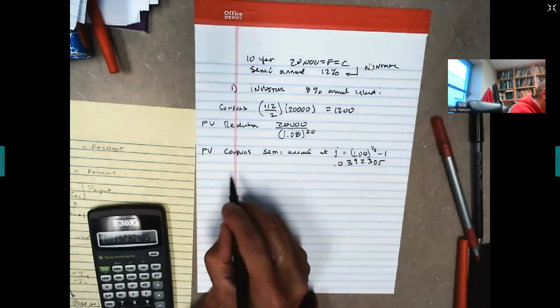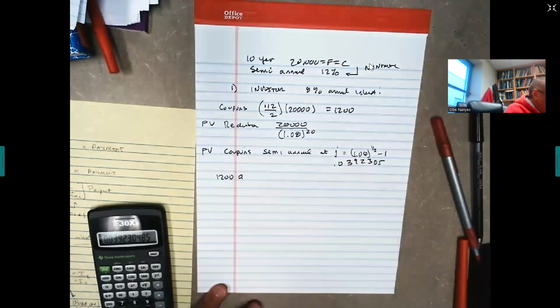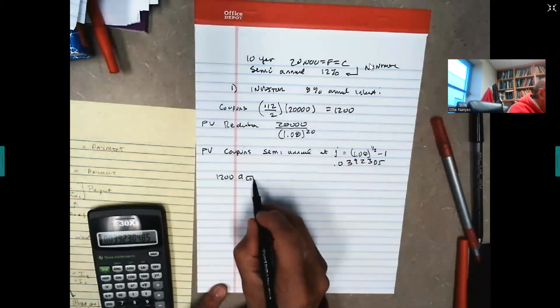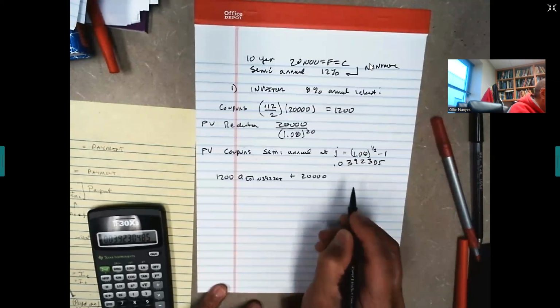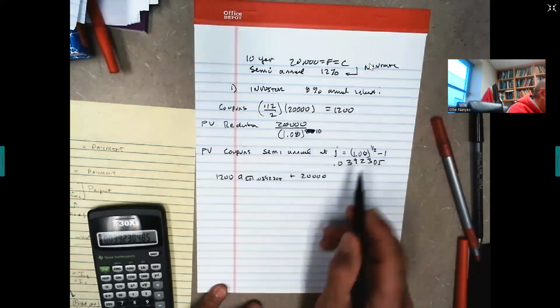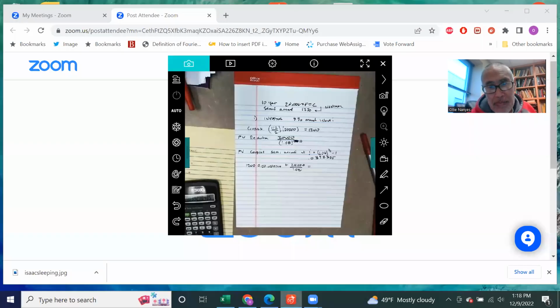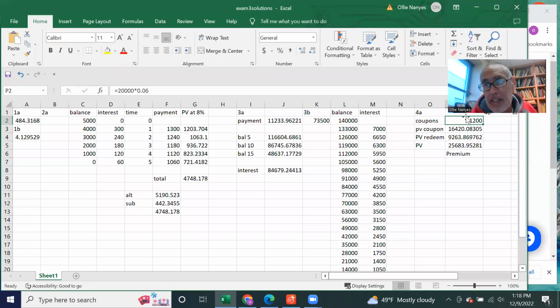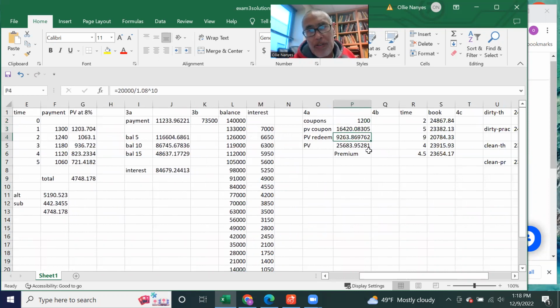So the total will be 1,200 A. Now remember, there are going to be 20 coupons at this rate. And it's not 1 point, it's 10 years right here. So my bad, that's a 10. And that works out. And I did the work on the spreadsheet here. And that works out to present value of the coupons is this, present value of the redemption is that. So that works out to 25,683. And some of you made the mistake of treating the 8% as a nominal rate. It's annual effective. Okay.